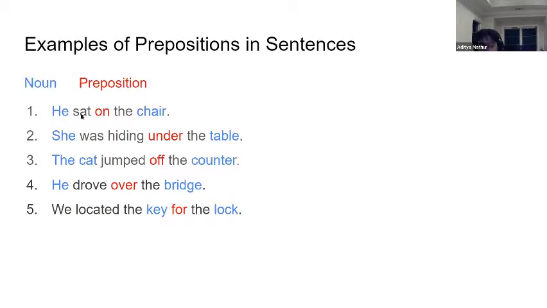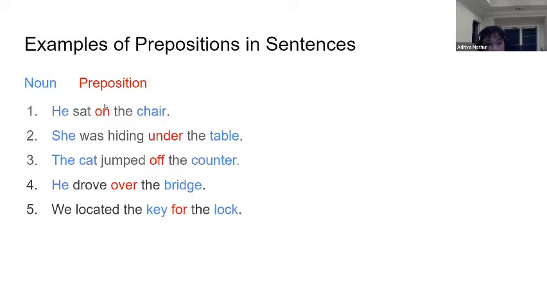No spelling, just saying. On the chair. Yeah. So this sentence is he sat on the chair.